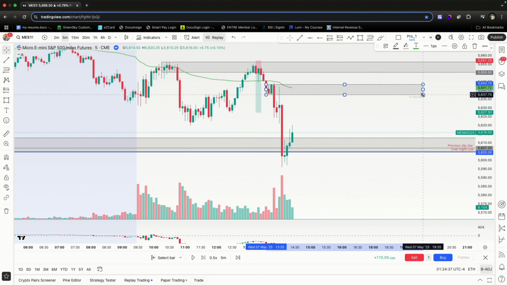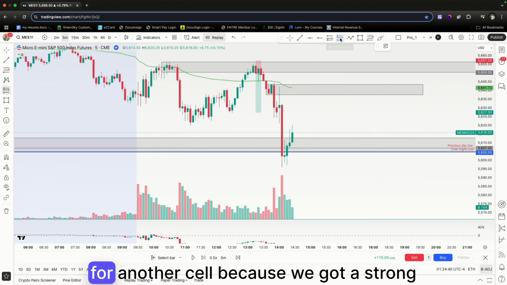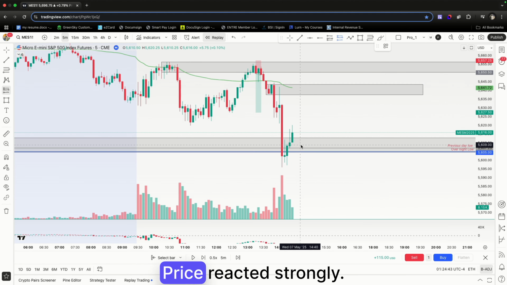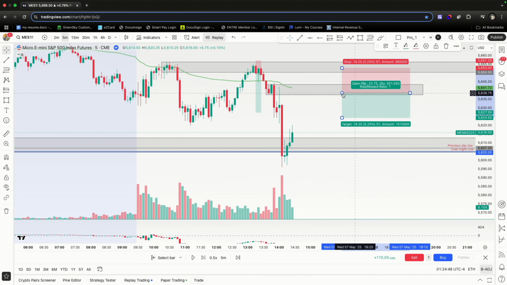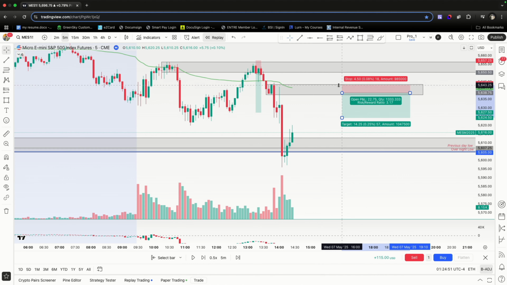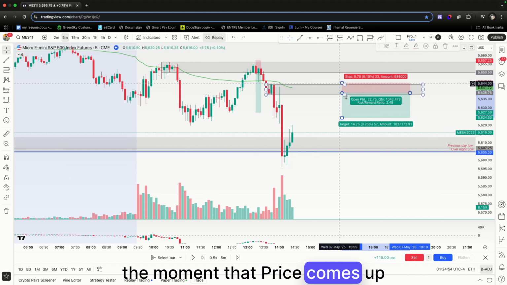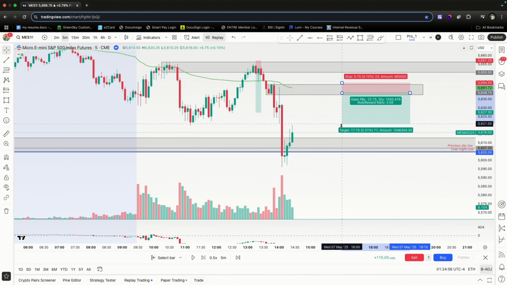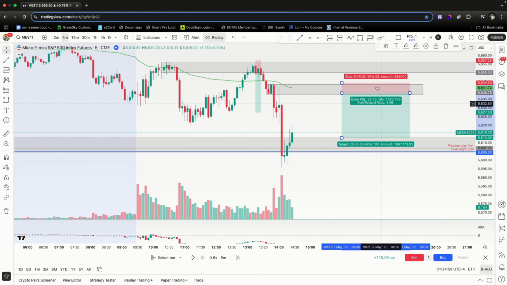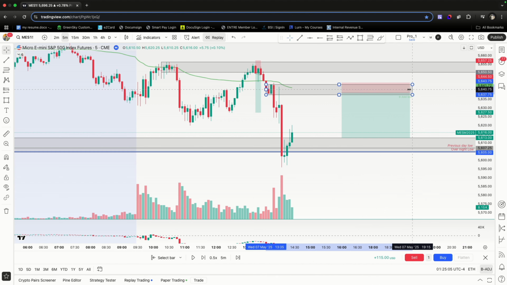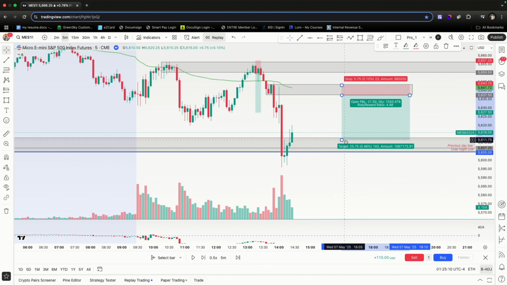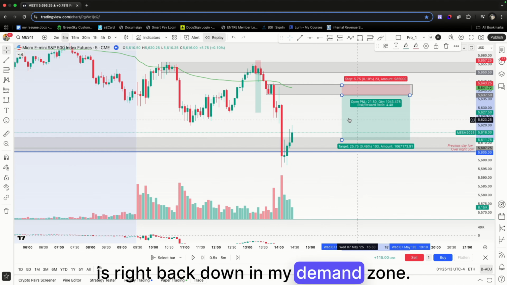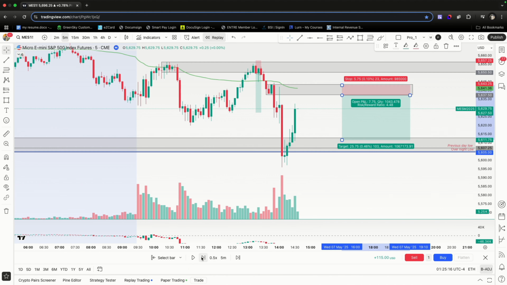Right? Supply. And then what I'm doing is I'm looking for another sell because we got a strong demand zone. Price reacted strongly. We got a clear basin structure right here for supply. So we're looking to take a trade the moment that price comes up into this supply, with my stop loss just outside the top of my supply zone, and my target area is right back down in my demand zone.